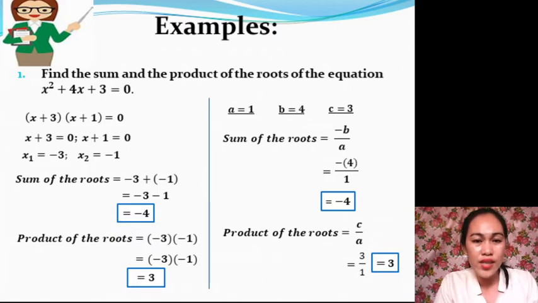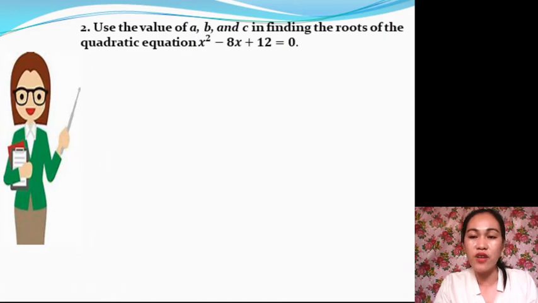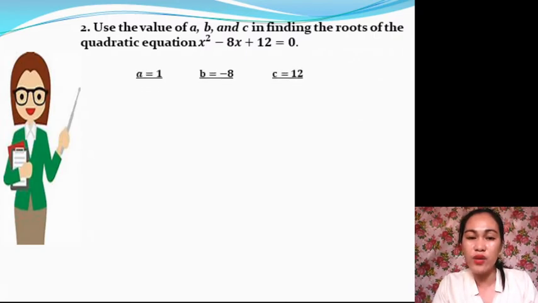So there are also instances that you are going to determine the roots of the quadratic equation using the coefficients a, b, and c. Like this example. Use the value of a, b, and c in finding the roots of the quadratic equation x squared minus 8x plus 12 equals 0. First, let us identify the value of a, b, and c. So we have 1, negative 8, and positive 12 respectively.